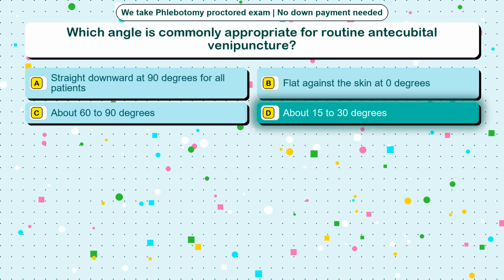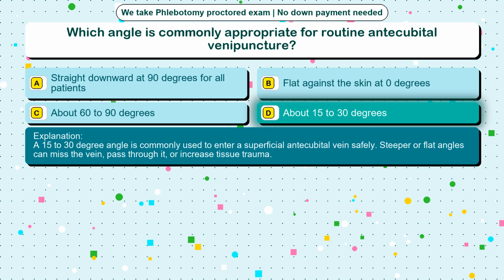The correct answer is option D. About 15 to 30 degrees. A 15 to 30 degree angle is commonly used to enter a superficial antecubital vein safely. Steeper or flat angles can miss the vein, pass through it, or increase tissue trauma.